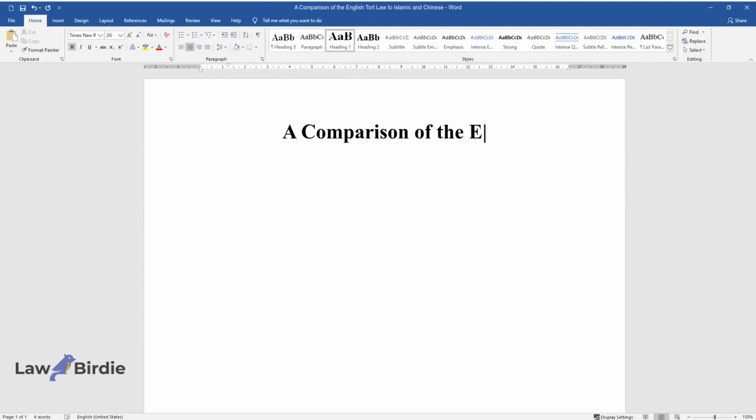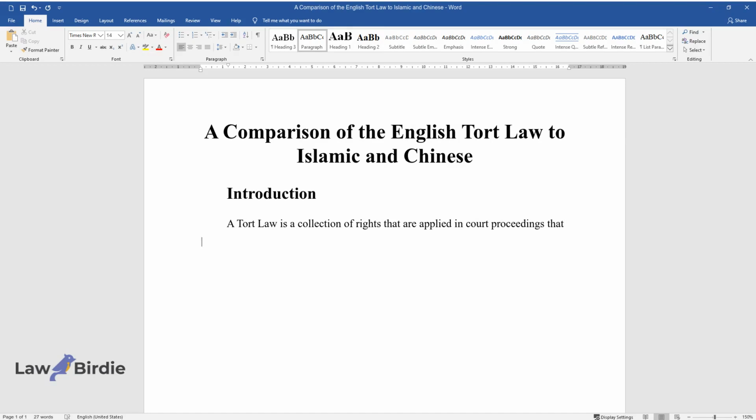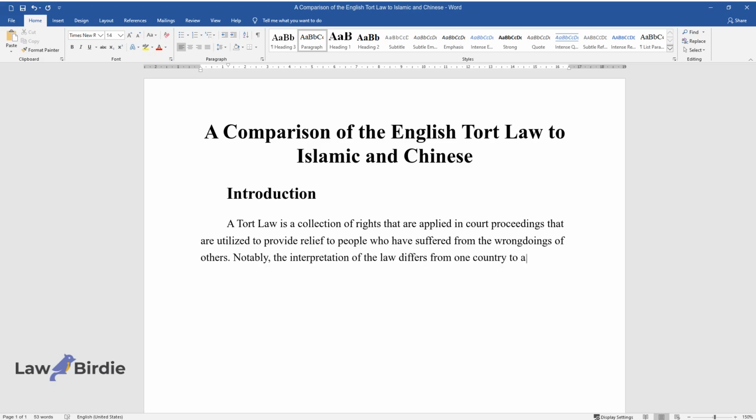A comparison of the English tort law to Islamic and Chinese. Introduction. A tort law is a collection of rights that are applied in court proceedings that are utilized to provide relief to people who have suffered from the wrongdoings of others. Notably, the interpretation of the law differs from one country to another.